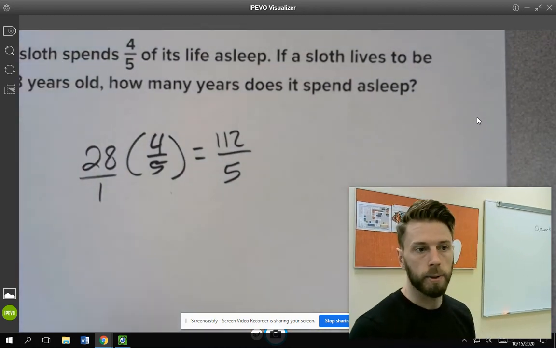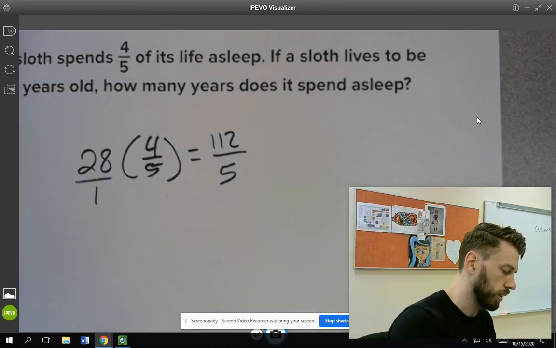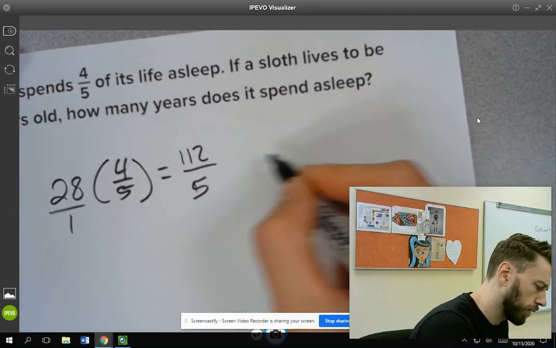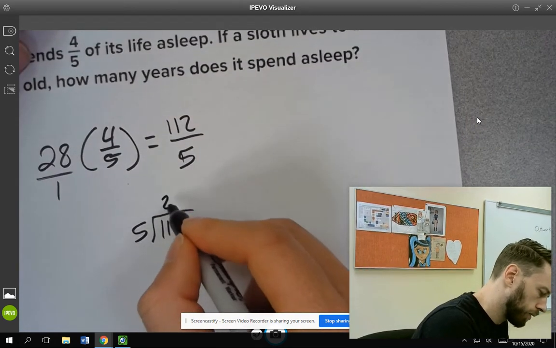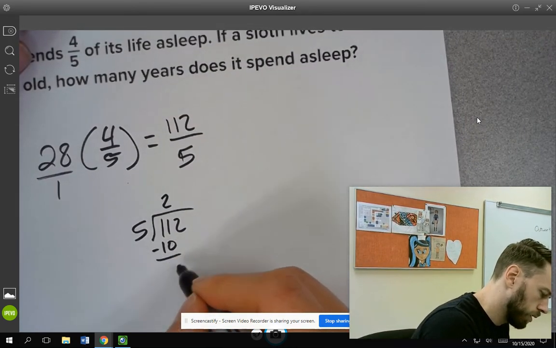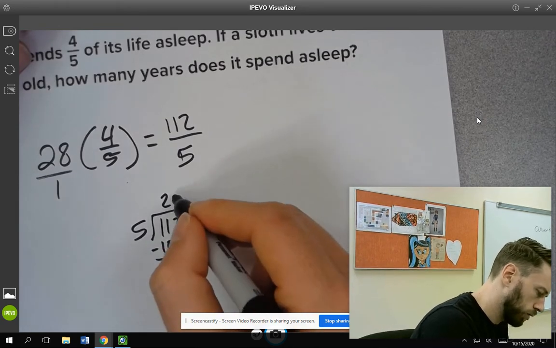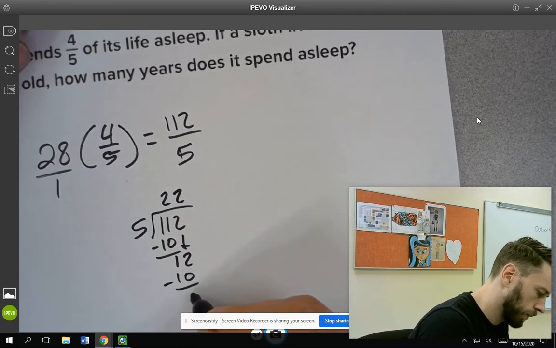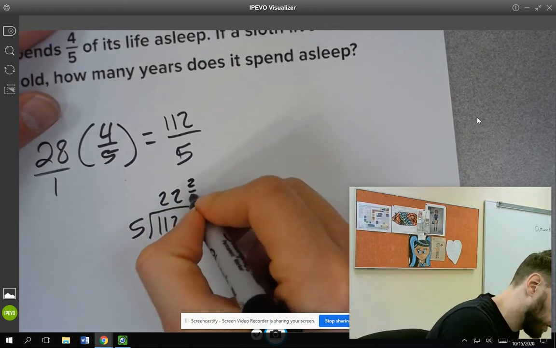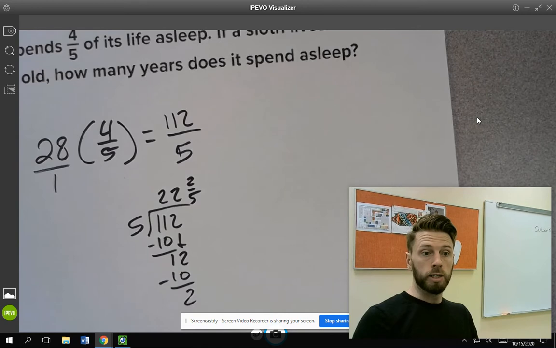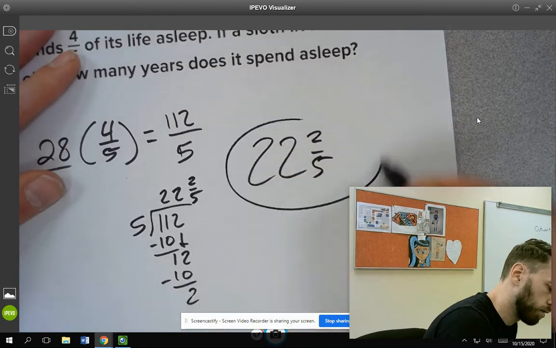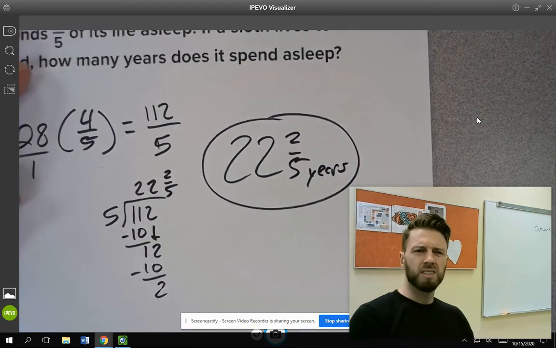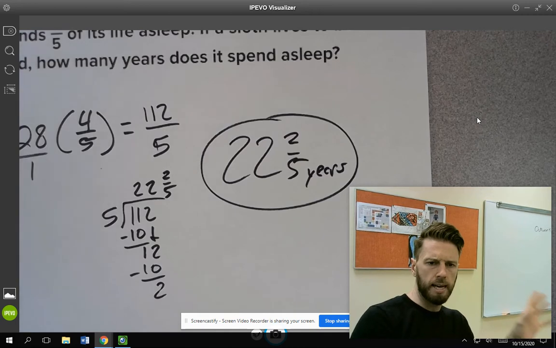And then in order to find out how many years the sloth spends asleep, we'll just divide this. 112 divided by 5 should tell us something reasonable there. So let's do 112 divided by 5. 5 is in 11 2 times, which is 10. And down, 5 goes into 12 2 times, which is 10. We have 2 left, so 22 and 2/5 years of its life. Now let's see if this makes sense. 22 and 2/5 years.